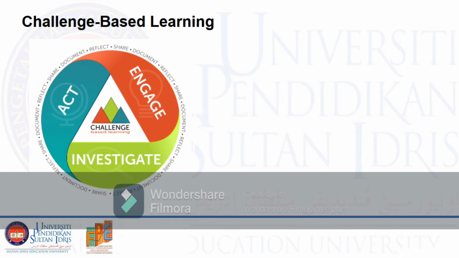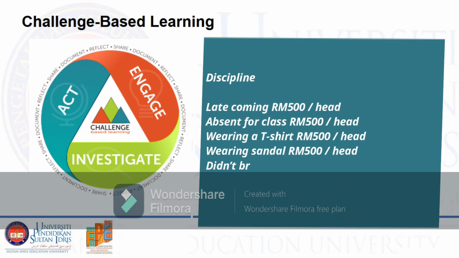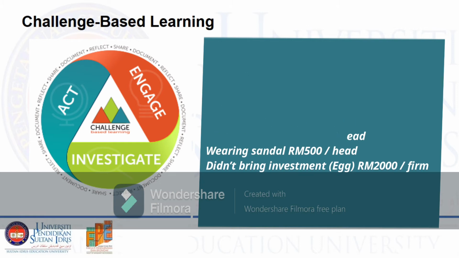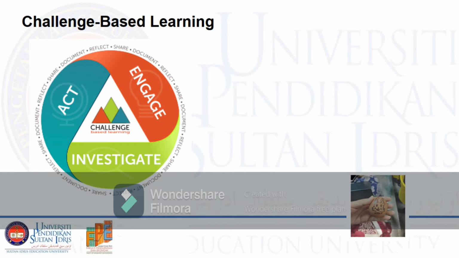First, discipline challenge. Discipline challenge involves similar rules applied in the industrial environment, such as late coming, absence, medical leave, and others. Any managers who do not follow the rules are punished in that money is deducted from their firm's profit. For example, late coming, 500 per head, absent for class, 500 per head, wearing t-shirt, 500 per head, wearing sandal, 500 per head, and did not bring investment egg, 2000 per firm.